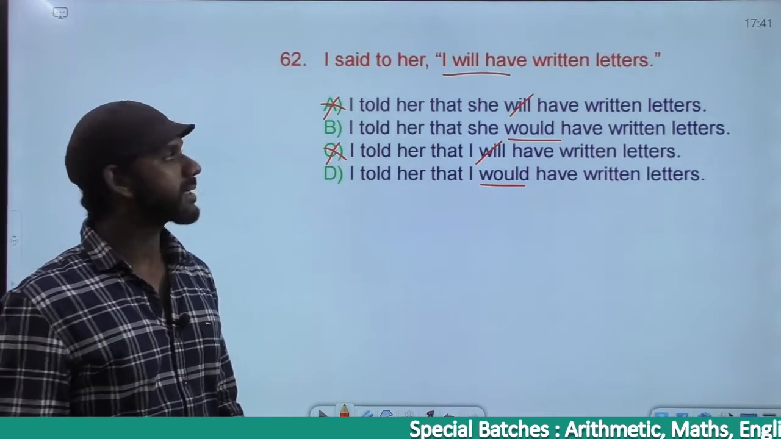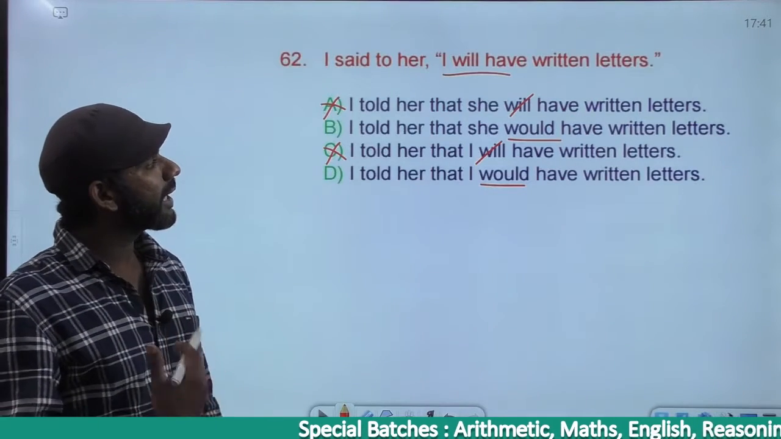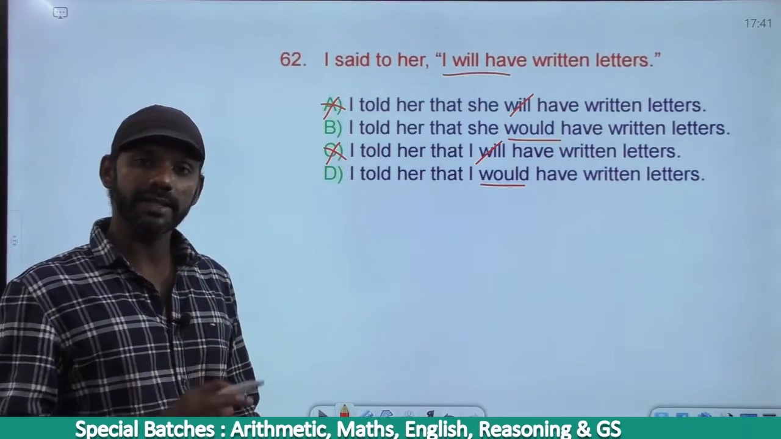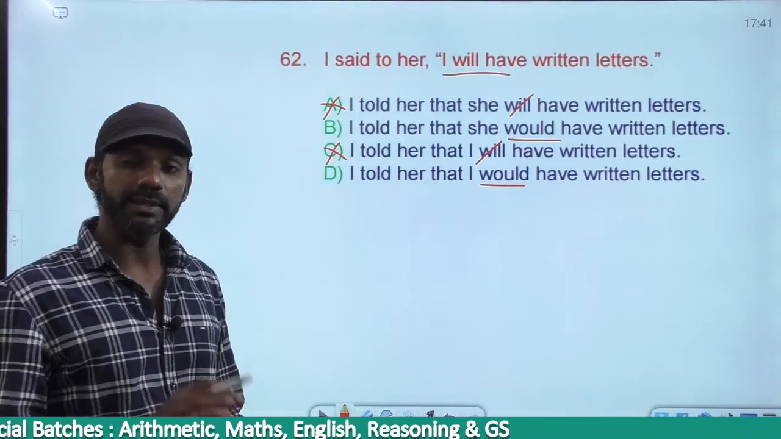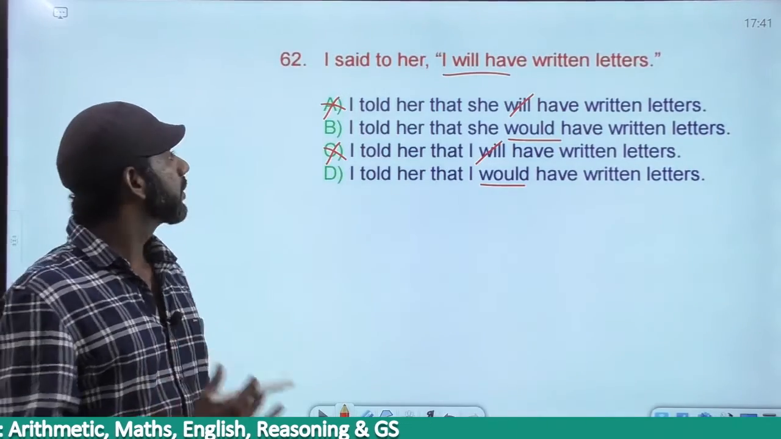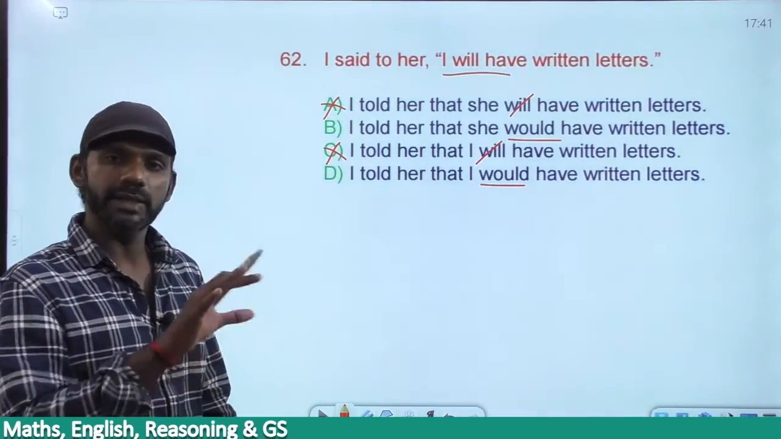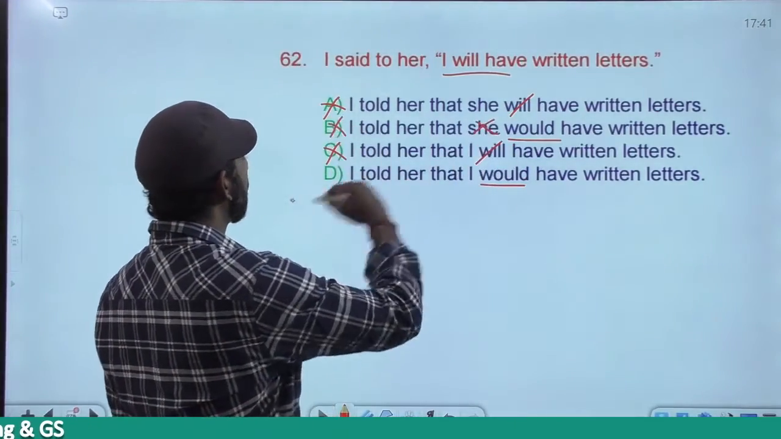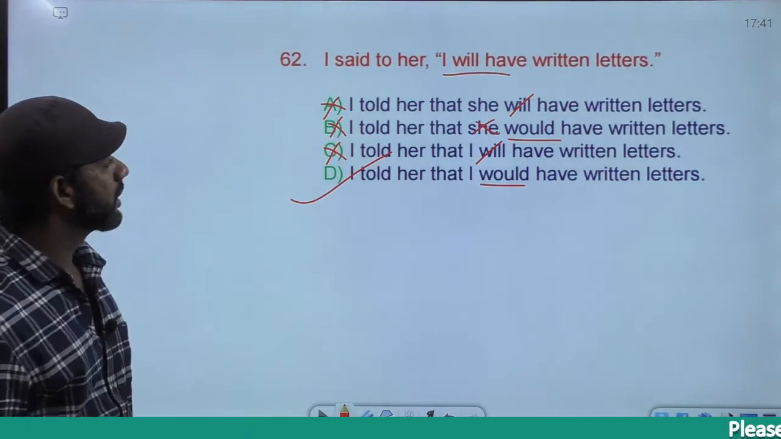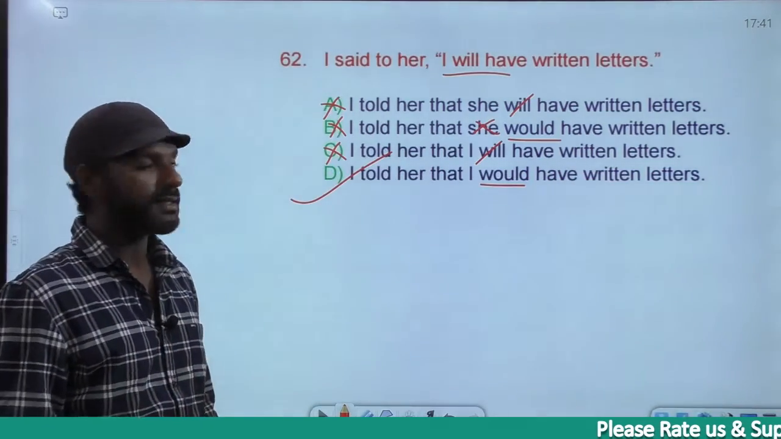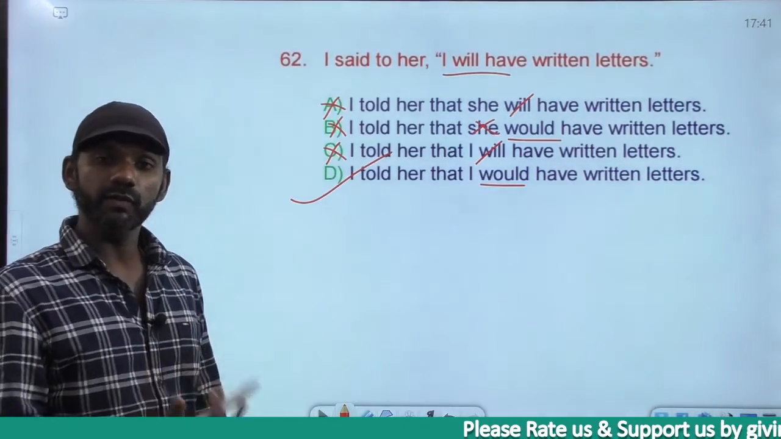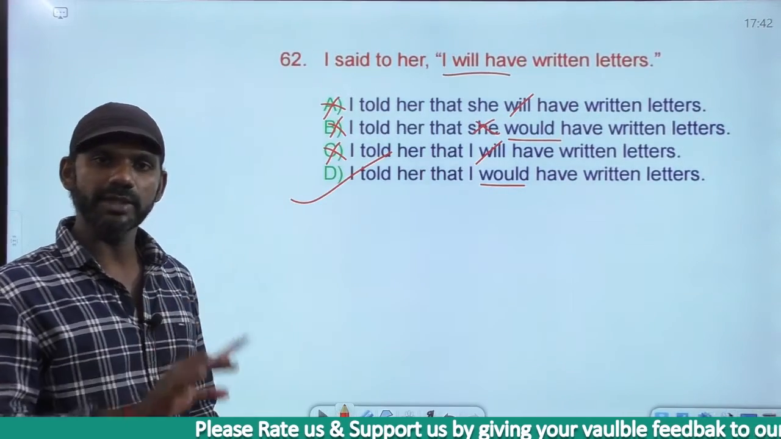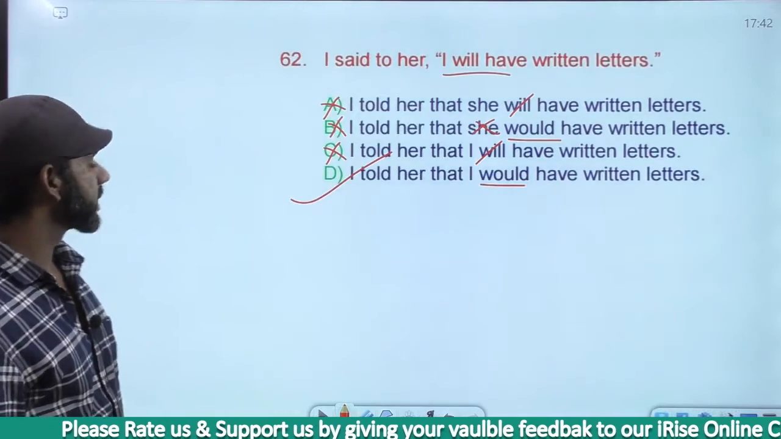Come to the question once again. I said to her, I will have written letters. I changes to she or I remains as I? I remains as I. The pronoun I remains as I because I said to her I. So I remains as I itself. Based on that, option B is gone. The answer must be D. I told her that I would have written letters. Will have written changes to would have written. The structure will not change. Just change will to would or shall to would. And come to the next one.